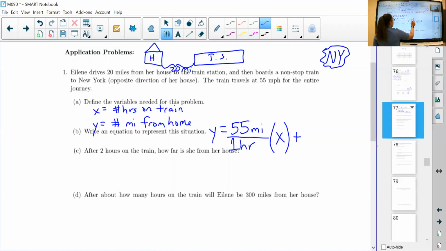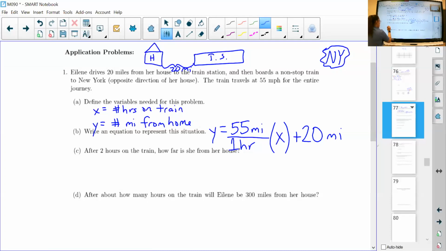Times x plus b. Now b is how far away I am when I start on the train. You can see from our picture, or from reading this again, it's 20 miles. There's my equation. Y is 55 miles over 1 hour times x plus 20 miles. If I know x, I can solve for y. If I know y, I can solve for x. 2 hours on the train, so that's number of hours, that's x.